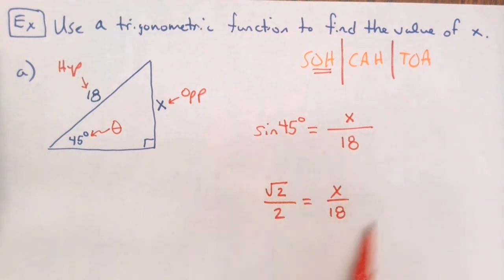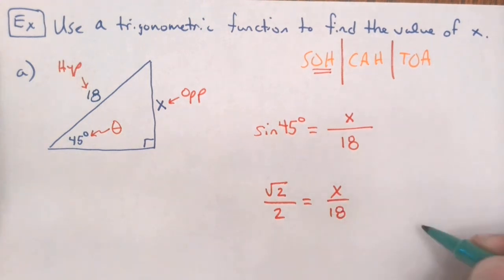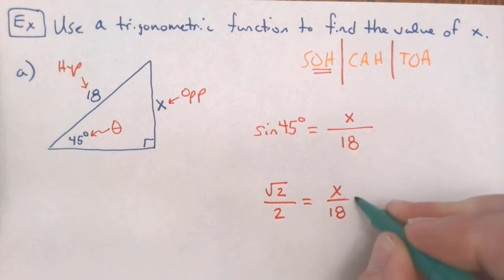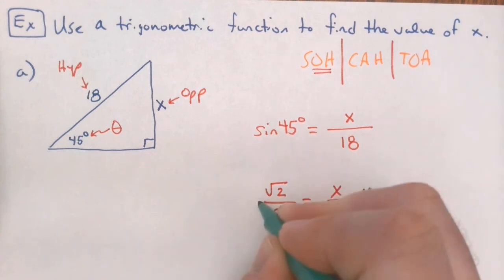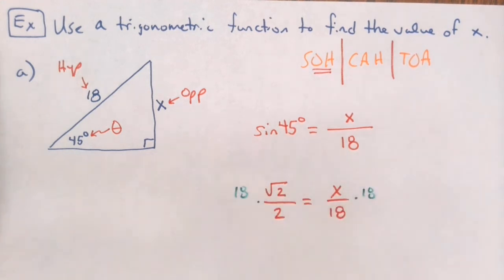And now I have an equation in it that only has our variable x, so I should be able to solve for x. On the right side of the equal sign, I have x over 18, x divided by 18. To undo that and get the x by itself, I would want to multiply both sides by 18.